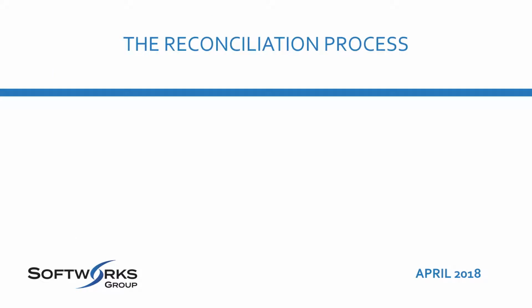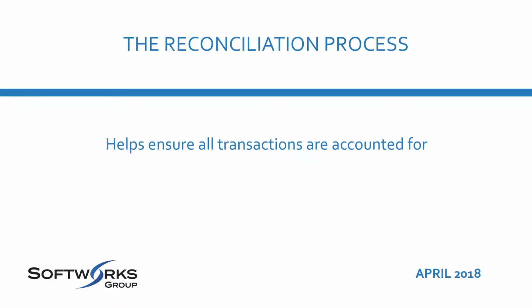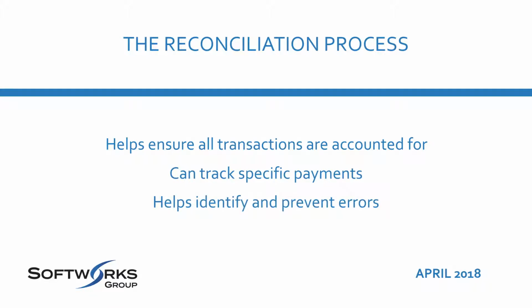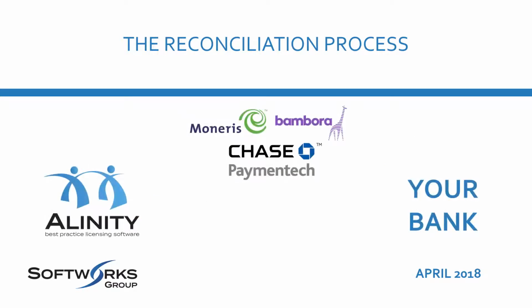Reconciliation of transactions is an important part of every regulatory authority's accounting workflows. Regular account reconciliation helps ensure all transactions are accounted for, tracks down specific payments, and helps identify and prevent potential accounting errors. The reconciliation process can be broken down into 3 stages.